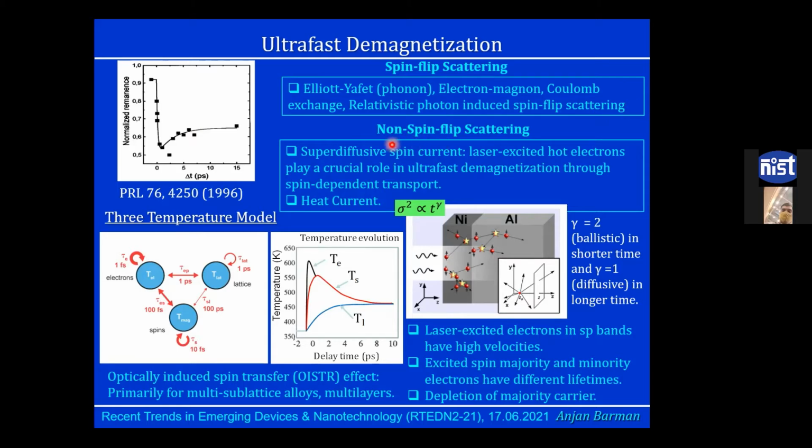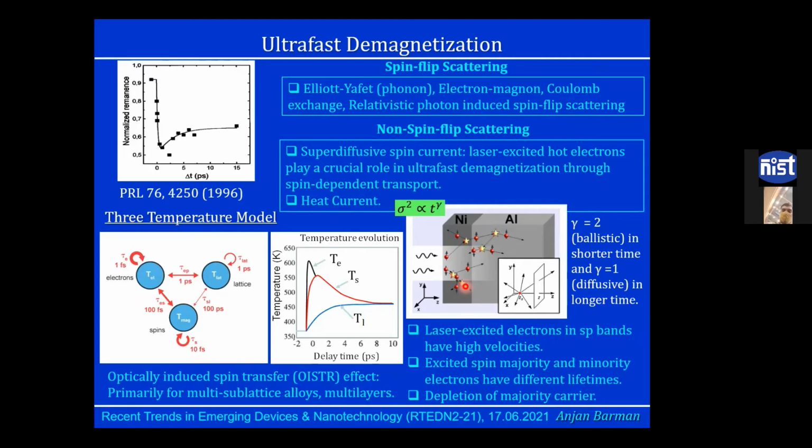The other class of people start to say that, of course, there can be a contribution from spin current, or super diffusive spin current, where the laser-excited hot electrons play a crucial role in channeling energy from the system and causing the ultrafast demagnetization through spin-dependent transport. Or there can also be a thermal transport or heat current. All of those take place in the femtosecond or sub-picosecond time scale. Super diffusive spin current has been a very debatable and hot topic during the last 10 years or so.